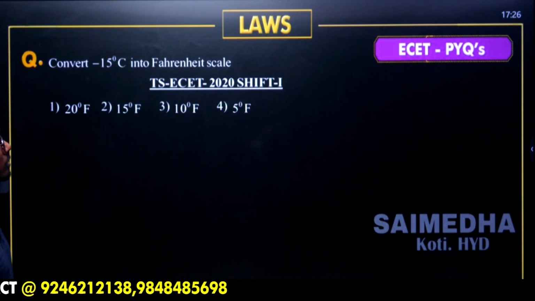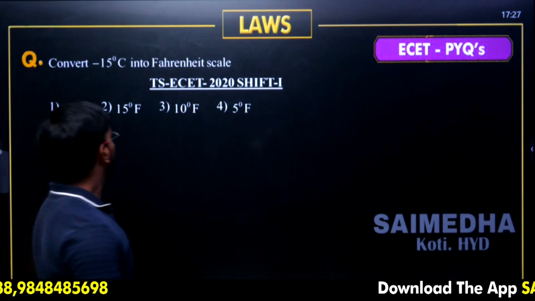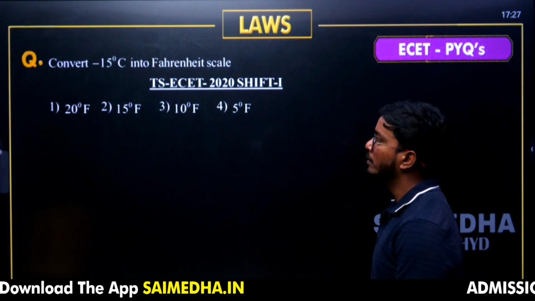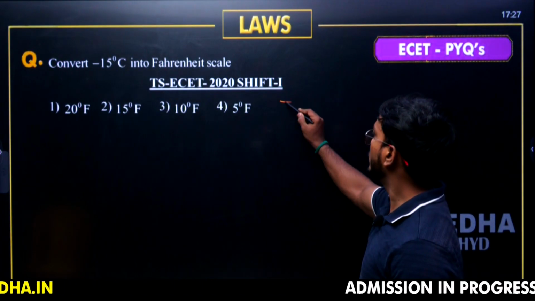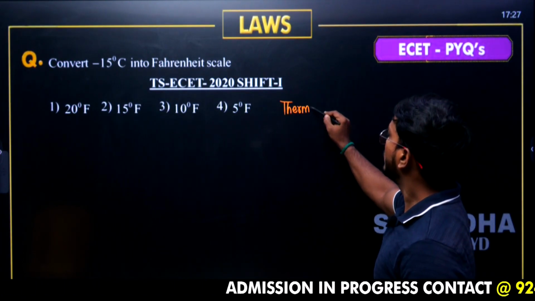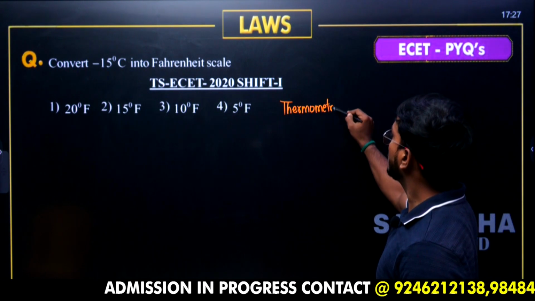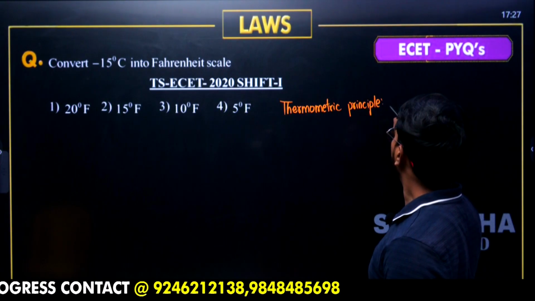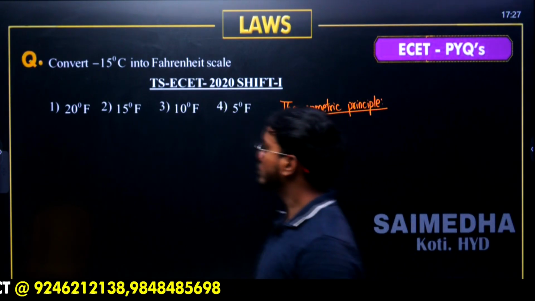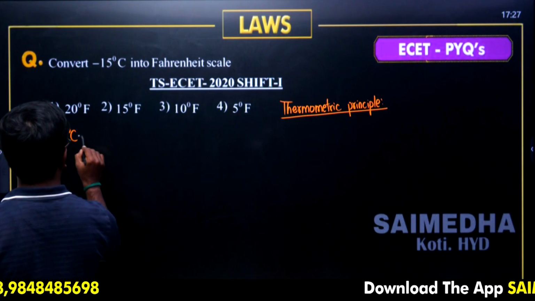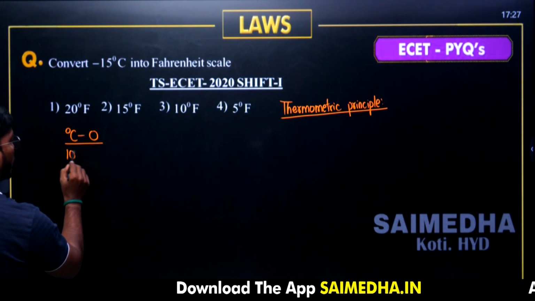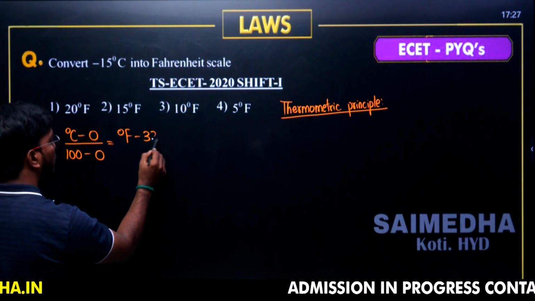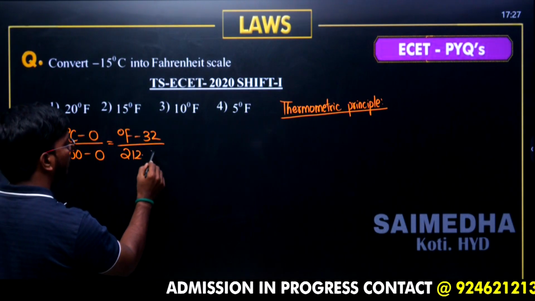ECET asked 2020. Question asked is convert minus 15 degrees Celsius into Fahrenheit scale. We know the thermometric principle. Thermometric principle formula is temperature in degrees Celsius minus its lower fixed point divided by upper fixed point minus lower fixed point. In Fahrenheit, F minus 32 divided by 212 minus 32.